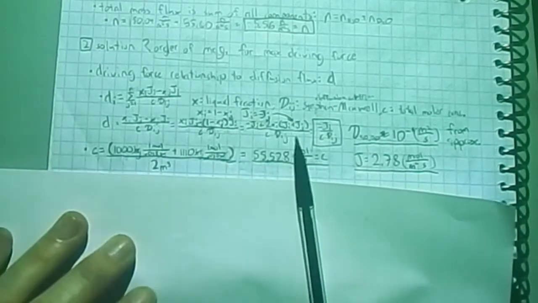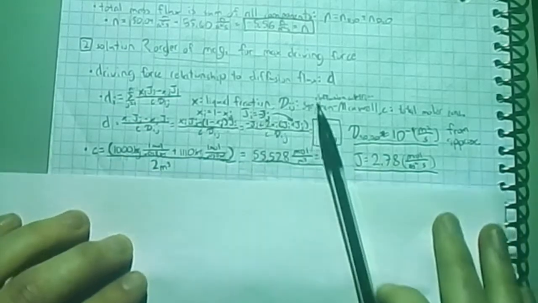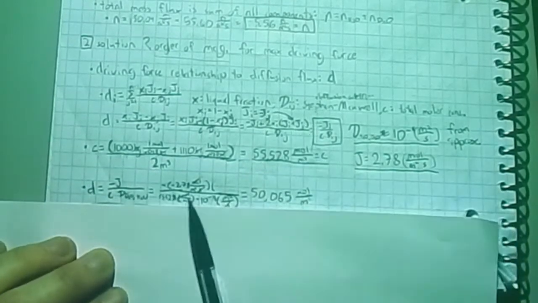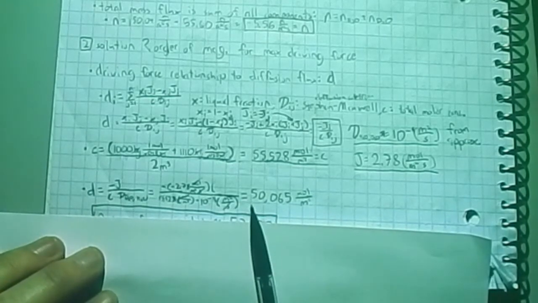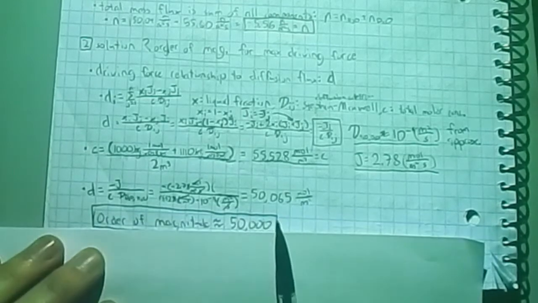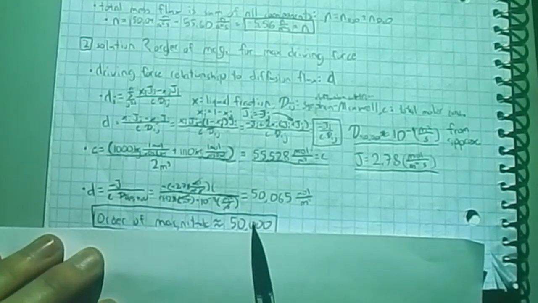Pretty straightforward. So now we're going to plug all this in, and when we plug it all in, we can solve it all out, and we're going to get that the driving force is 50,065, and we'll just go ahead and round that down to about 50,000, and that's the order of magnitude. The order of magnitude for the driving force is about 50,000.